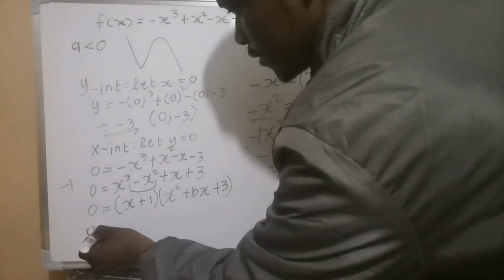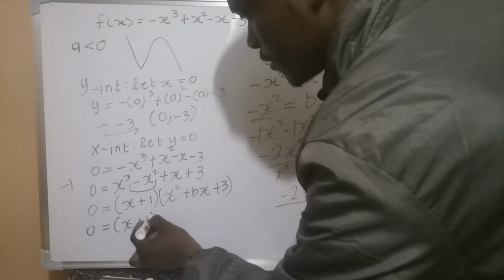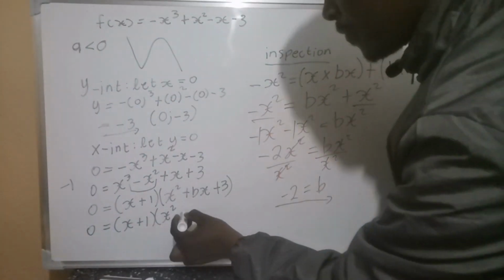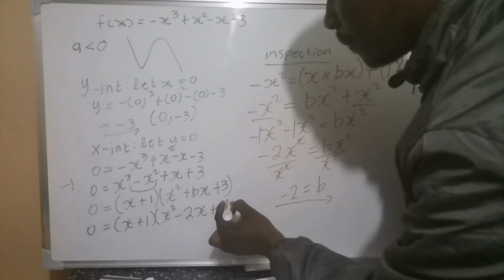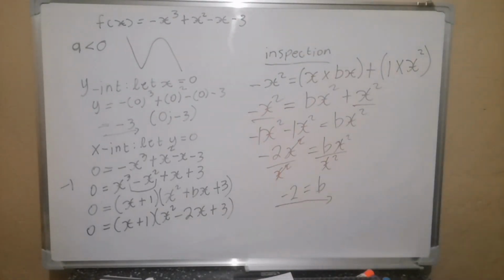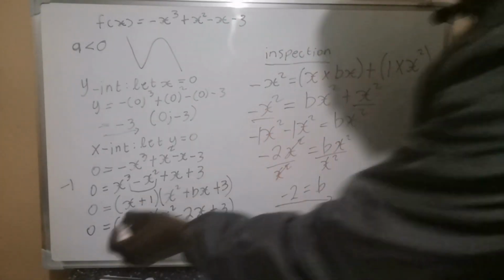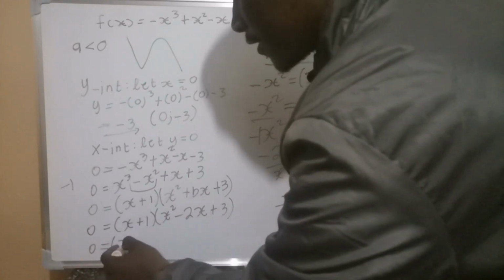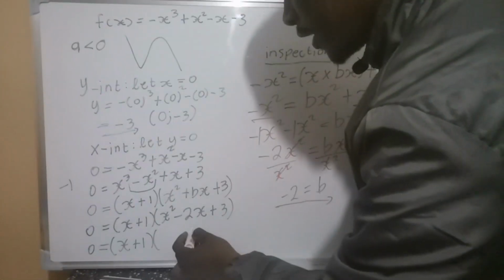Therefore, 0 is equal to x plus 1 times x squared minus 2x plus 3. Therefore, this is a quadratic equation, guys. You can open 2 brackets again. So we're going to have 0 is equal to x plus 1, and you open 2 brackets.